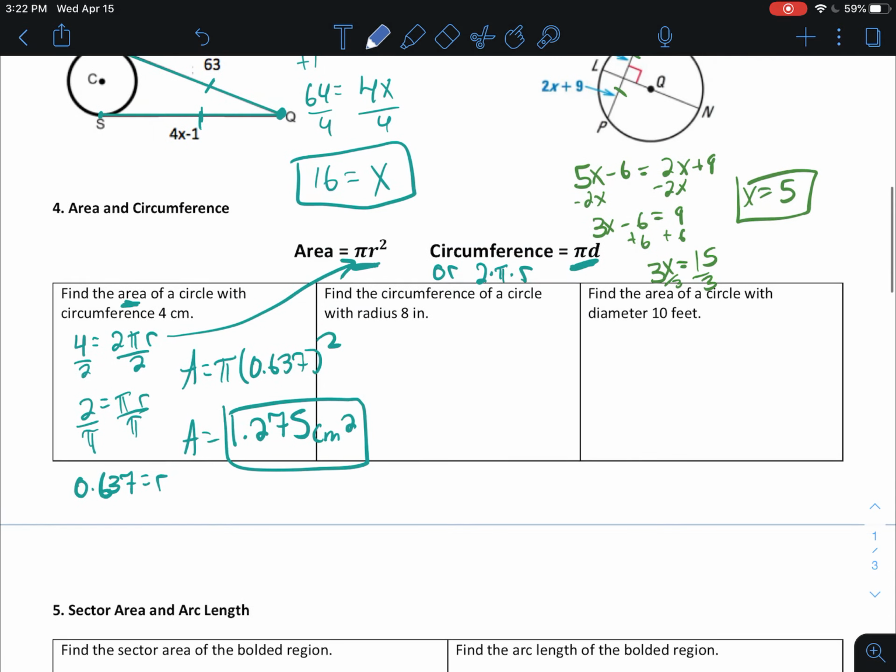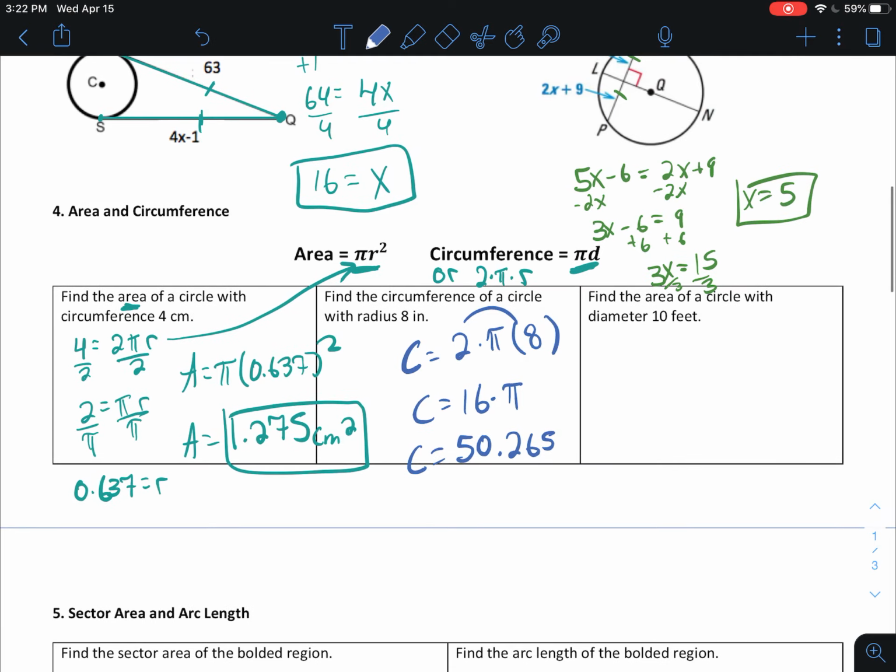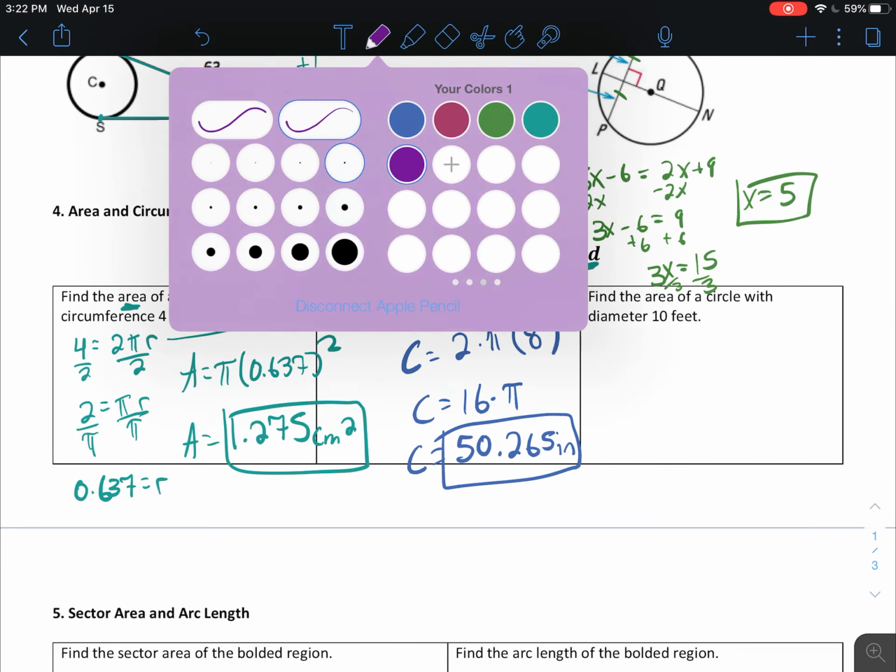All right, next one. Find the circumference of a circle with a radius of 8. Well, circumference is just equal to 2 times pi times the radius, which is 8. So circumference is 16 times pi when we multiply 2 times 8. 16 times pi in decimal is going to give us the circumference to be 50.265 inches.